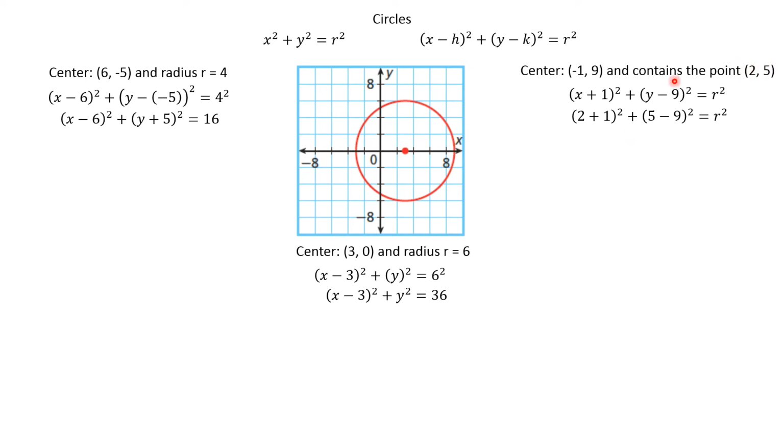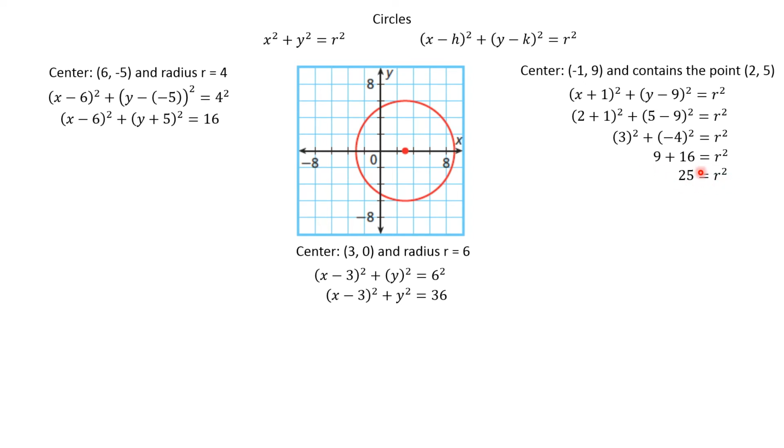So we could just use the distance formula to find this distance, or plug it in. 2 plus 1 is 3. 5 minus 9 is negative 4. So 3 squared plus negative 4 squared equals r squared. 3 squared is 9. Negative 4 squared, 16. 9 plus 16 equals 25. Equals r squared. And so we could say, oh, so the radius is 5.